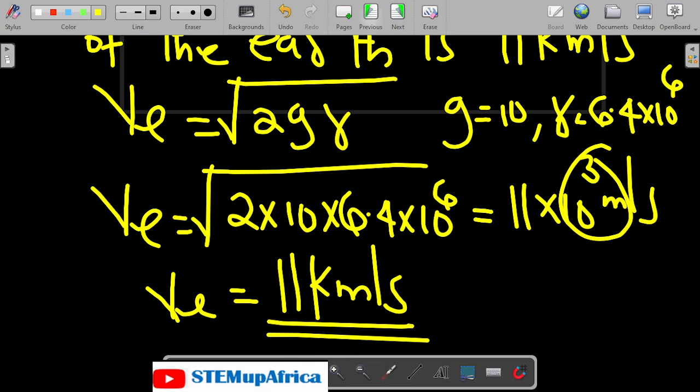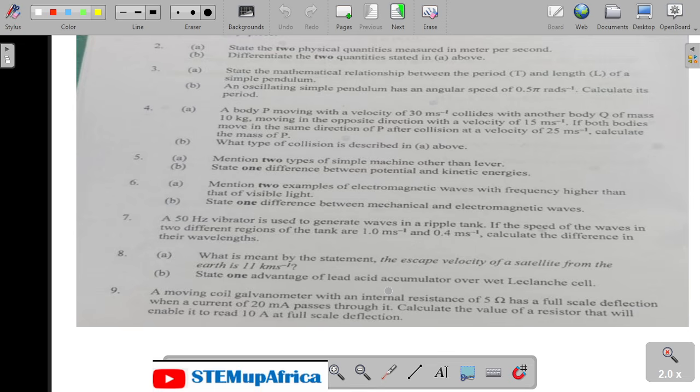So let's go to question 8b. State one advantage of the acid lead accumulator over the Leclanche cell. So you've done this under current electricity. It's a topic in SS3. So one advantage of the acid lead, which is the H2SO4, and the Leclanche cell. So one of them, the acid lead is a secondary cell, while the Leclanche is a primary cell.